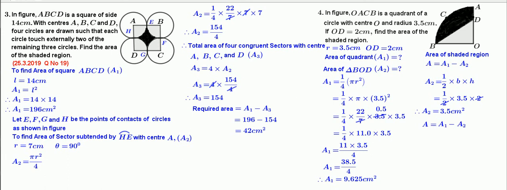Area of shaded region A is equal to A1 minus A2. That is 9.625 minus 3.5. Therefore, A is equal to 6.125 square centimeters.